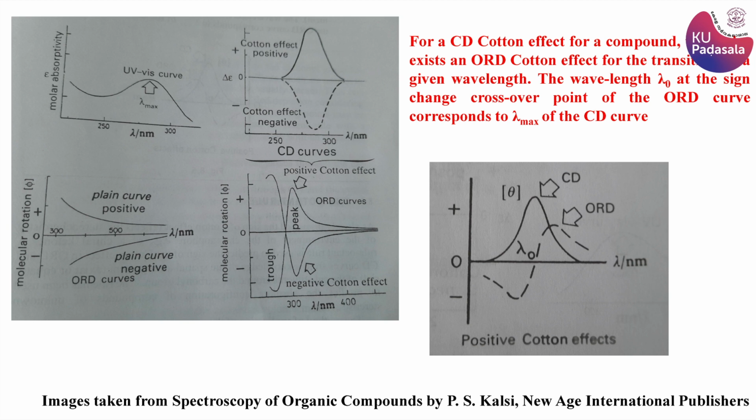For a CD cotton effect curve, it is very important to know that there is a corresponding ORD curve also, and the wavelength at the crossover point will correspond to the maximum wavelength of the CD curve, as is very clear from the figure. Lambda 0 is the wavelength at the crossover point, and that is going to correspond to the wavelength maximum, lambda max, of the CD spectrum.